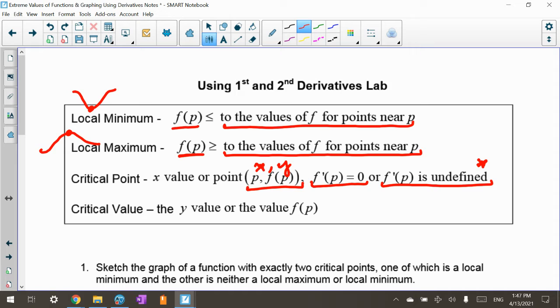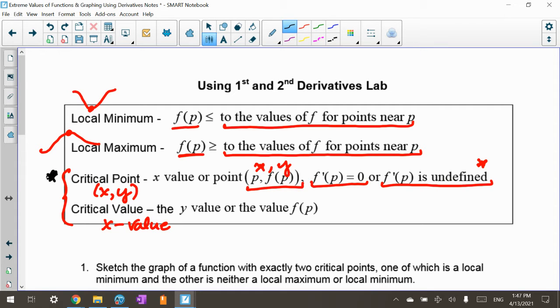The critical value they call is the y value of the critical point. So these two, I just want to let you know, are sometimes interchangeable. The critical point really is an actual point xy. The critical value is usually just the x value. In this course, I will want the actual point.